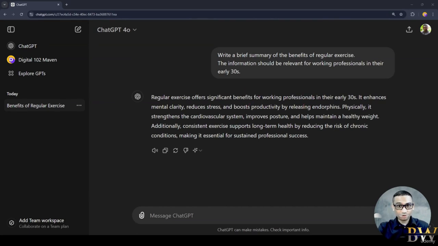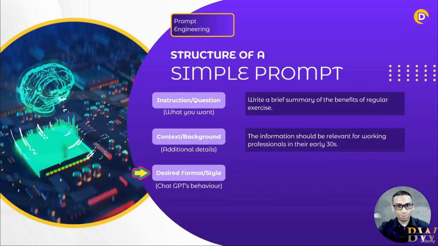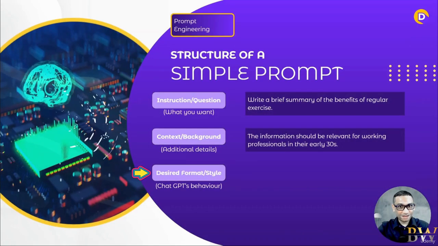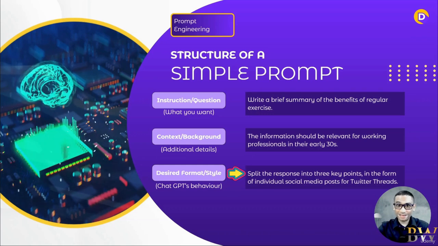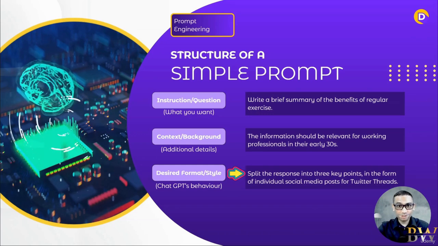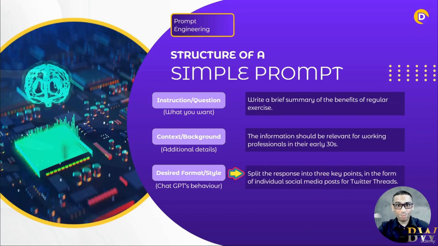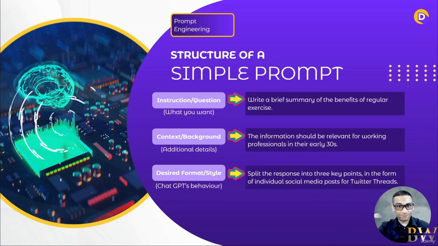But say you want to make it suitable for Twitter perhaps. You'll want to define the output, and specifically for Twitter, perhaps in 3 different parts. Split the response into 3 key points in the form of individual social media posts in the form of Twitter threads. Let's try a fresh conversation with ChatGPT with this entire simple but structured prompt.